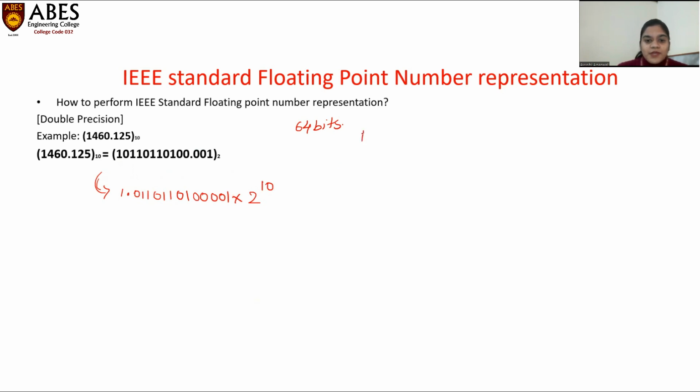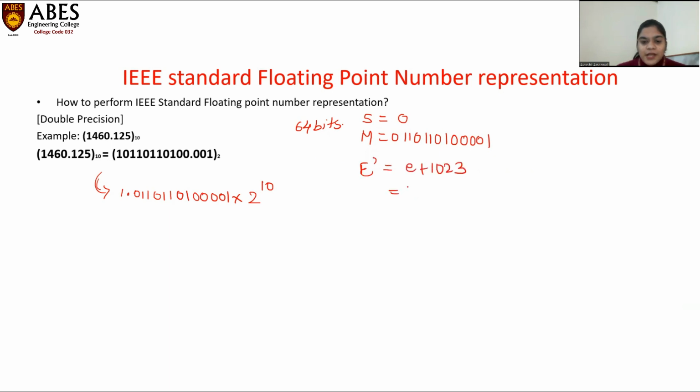So from here we have the Mantissa value as 0, 1, 1, 0, 1, 1, 0, 1, 0, 0, 0, 0, 1. This we have calculated as our Mantissa. Next, we should know our sign value. Since our value is positive, the sign value will be 0. Now let us calculate our exponent. So biased exponent E dash equals E plus 1023.